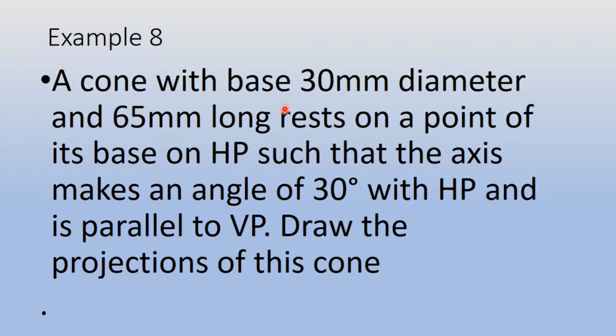Example number 8. A cone with base diameter 30 mm and axis 65 mm long rests on a point of its base on HP such that the axis makes an angle of 30 degree with HP and is parallel to VP. Draw the projections of this cone. So this is a cone, base dia 30 and axis height 65.